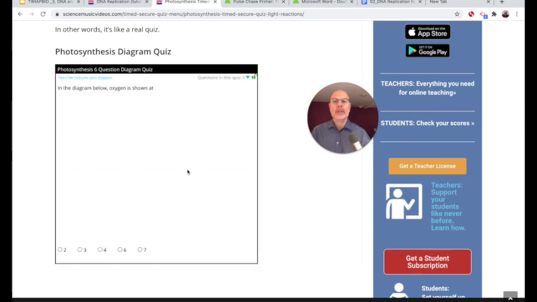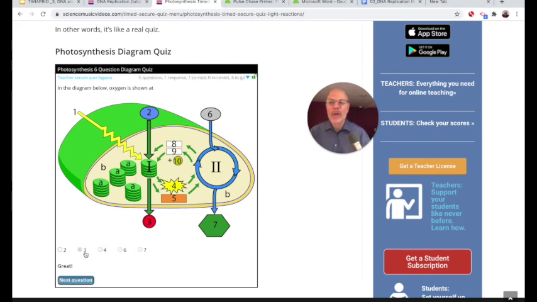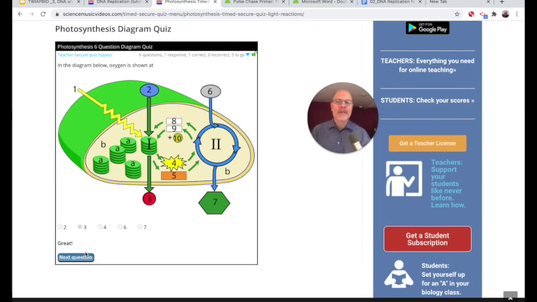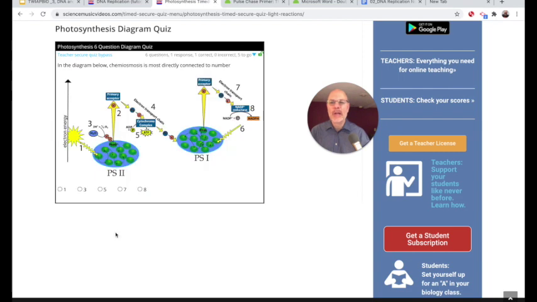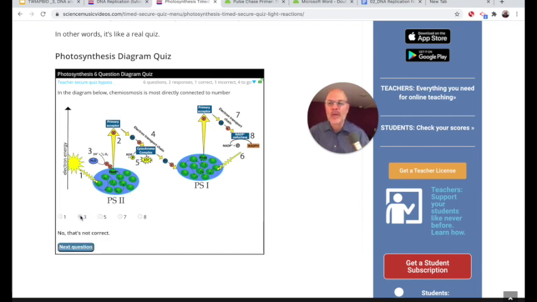Questions download. And then, in the diagram below, where's oxygen shown? Oxygen is being shown at number 3. All right? So note that you're not getting the kind of feedback that you usually get in a sciencemusicvideos.com question. Let's show you what happens when you get one wrong. In the diagram below, chemiosmosis is most directly connected to the formation of ATP. So I'm going to put in the wrong answer. I'm going to put in 3 over here. All you get is a no, that's not correct.